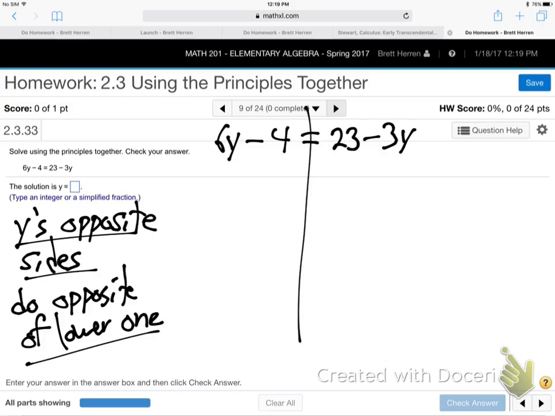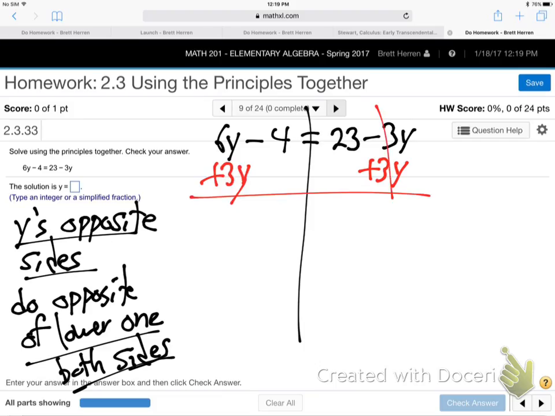So in other words, you look at this 6y and you look at that minus 3y. Which one's the lower one? The negative 3y. You go to him, and in fact I should write both sides. Let me finish that statement. You do the opposite of the lower one, and you do it to both sides. So what's the opposite of minus 3y? Positive 3y, and you do it to both sides. And then it gets rid of one of them. Everybody catching me on that? That's quite different, isn't it?